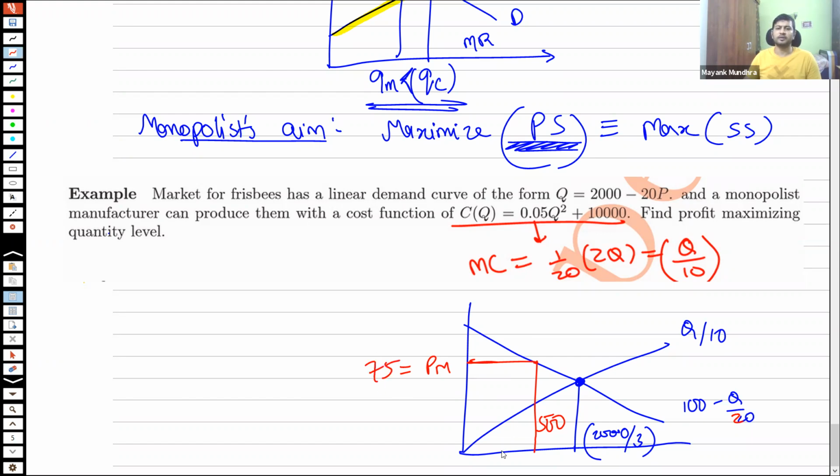Right, it was 75, the price of the monopolist. All right, fine. So that is first degree price discrimination. Remember, in first degree price discrimination, just find the competitive market outcome, and that's going to be the quantity which will be supplied to the market. It's very straightforward.